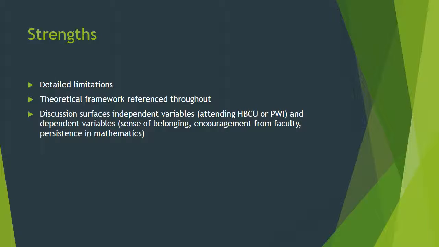Some of the strengths of this study include detailed limitations and delimitations, so the reader has a sense of what was included and what was excluded and why. The theoretical framework, the Black feminist framework, was referenced throughout, which is especially important in a qualitative study because a lot of times the framework will influence how the researchers make meaning of the data. And the discussion surfaced independent variables and dependent variables that could be used in future research with a quantitative or a mixed methods design.